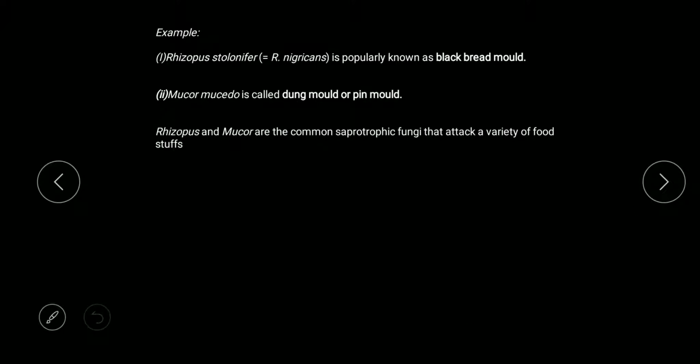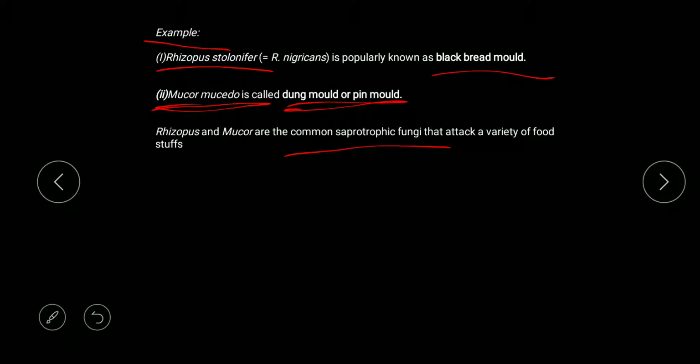Now we should understand some examples. Rhizopus stolonifer is one of the simplest and easiest examples you should remember. It is known as black or bread mold. Then Mucor mucedo, that is known as dung mold or pin mold. Rhizopus and Mucor are common saprotrophic fungi. They attack a variety of foodstuffs. So remember, these are the saprotrophic fungi found in which group? Zygomycetes. Which ones? Rhizopus and Mucor. These are the two important examples that you should remember, because usually you will find a question on this.